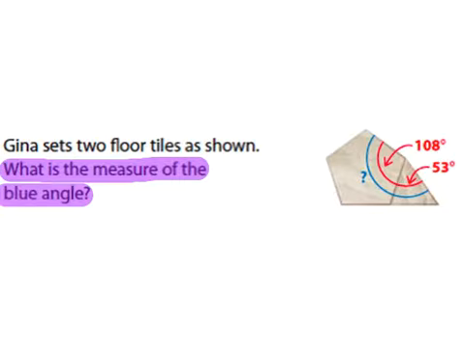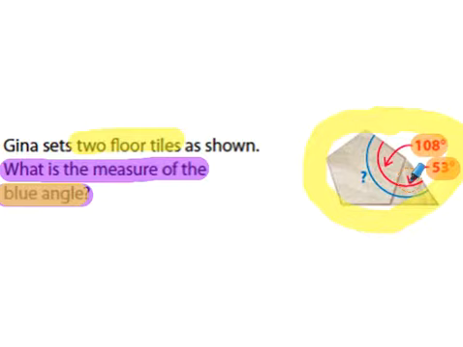Let's read it again. Gina sets 2 floor tiles as shown. What is the measure of the blue angle? The important information: there are 2 floor tiles. I am looking at the blue angle as my unknown. And I absolutely need to make sure that I'm paying attention to this picture here. So in this picture, I see 108 degrees, 53 degrees.